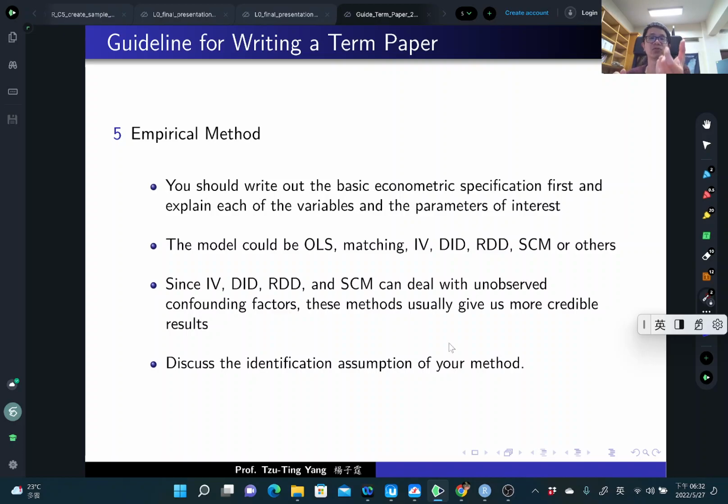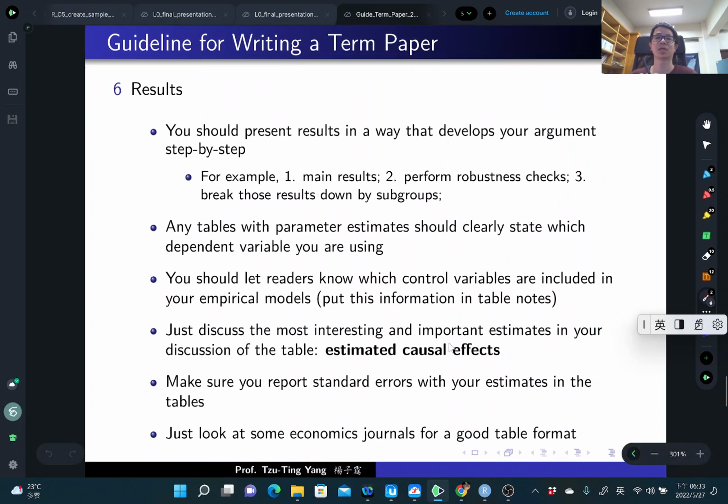The treatment group variables is coefficient. So you can just describe this, and also discuss the identification assumption of your methods. Also try to let readers know why you think this can help you to get a causal effect.